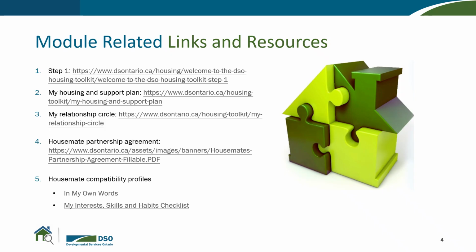Link 3 leads to the My Relationships Circle tool, which can help you to think about who is important to you in your life. It records the relationships you have and how they can help you live the life you choose. Link 4 leads to the Housemate Partnership Agreement, which can help you consider and record the obligations, responsibilities, and commitments for 2 or more parties entering a housemate partnership. The 5th set of links leads to compatibility profiles, which can guide you through questions and a checklist that can help you and those you may consider living with understand your interests, skills and habits, and other important information that might influence who would be a good fit for sharing a home with.